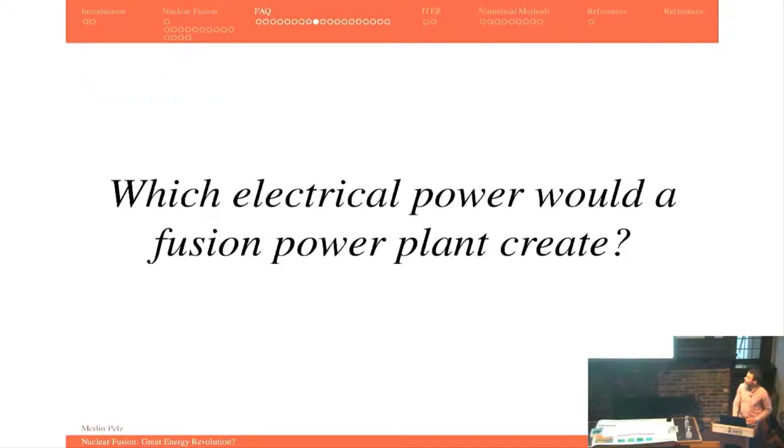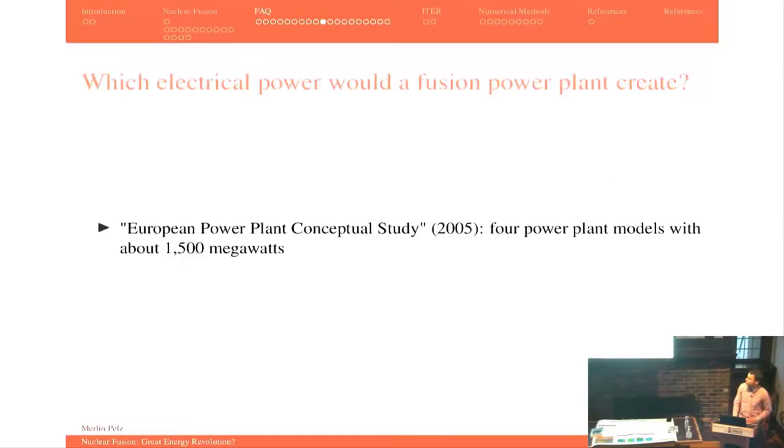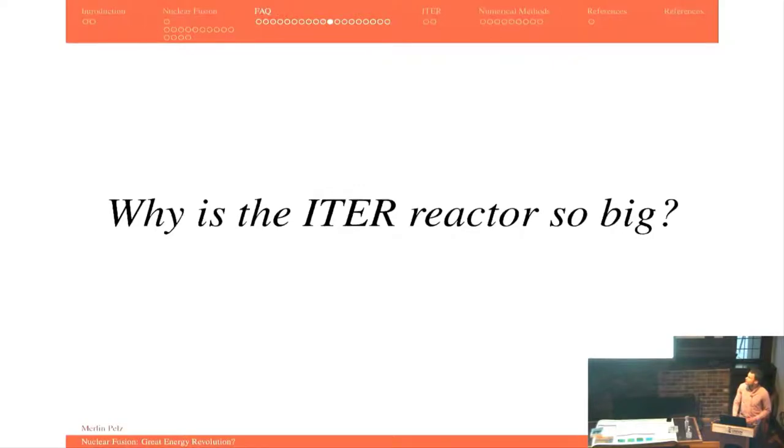Okay. Then, what electrical power would a normal kind of fusion plant create? This is a bit different than the slide before, because it considers our current models of fusion power plants, with how many megawatts we are currently calculating. These are 1,500 megawatts, which were in study already in 2005, and which are also currently in study when we get an energy yield out of ITER. But the bigger, the better. The bigger the whole reactor, the better. And we will come to that now.